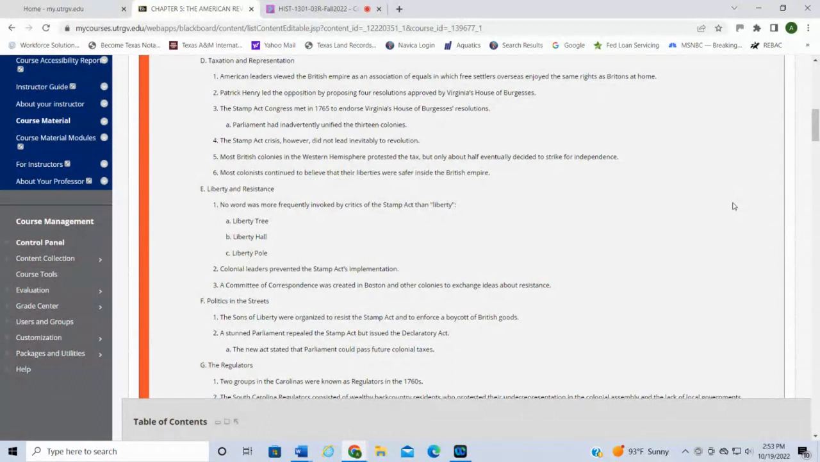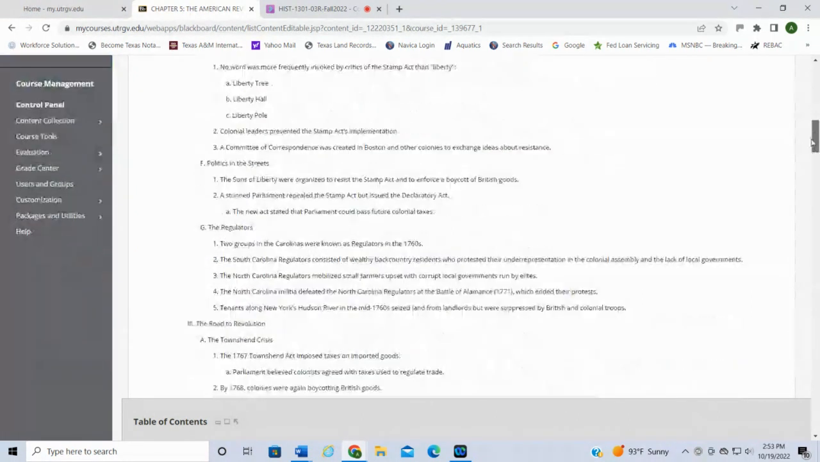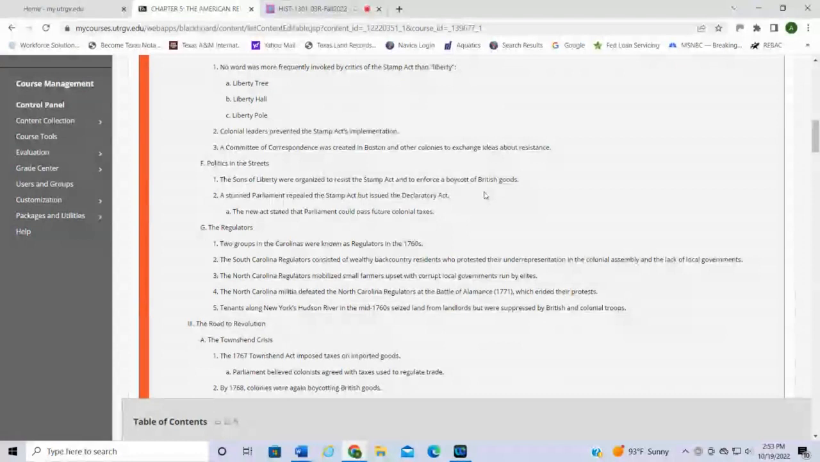So colonial leaders prevented the Stamp Act's implementation, such as by destroying stamps and keeping them from being circulated. The Committee of Correspondence was created in Boston and other colonies to exchange ideas about resistance. We also see the Sons of Liberty, a very instrumental group that organized to resist the Stamp Act and to enforce a boycott of British goods. The boycott is what really exacerbated these issues, where the colonies used boycotting British goods as a way to get the attention of Parliament to say, hey, we are not cool with this, and we are no longer going to buy items and goods from these British merchants.